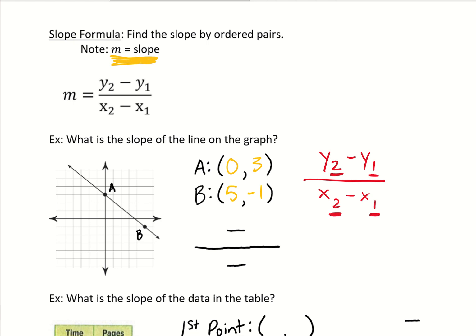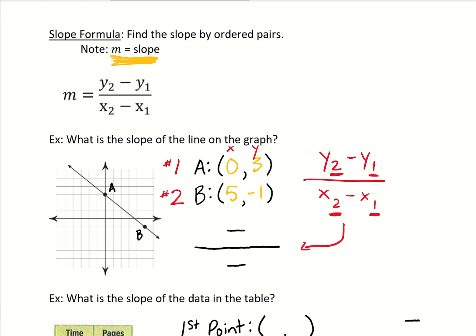Okay, so if we look at this one, I need to figure out which is going to be which point. So I'm just going to use point A as 1, point B as 2. Then I'm going to go ahead and set up right here exactly what we have in our formula. Okay, so I'm just going to bring it down to here.